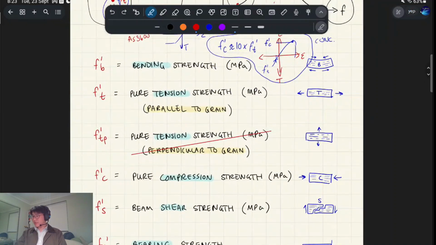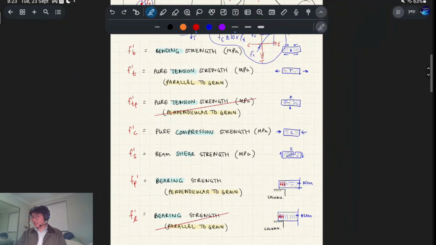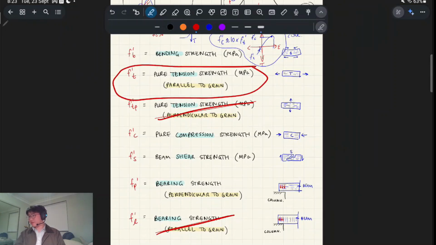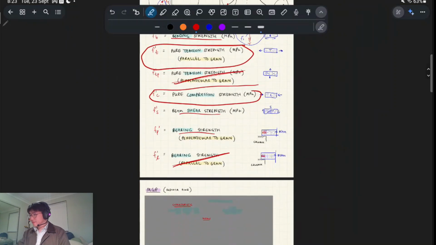Okay, so we have a bunch of definitions here. Don't pay too much mind to these, especially the ones that I've crossed out. These ones essentially never come up, but they're in the code anyway. The ones you should get familiar with, especially for this week, are the pure tension strength and the pure compression strength. The shear, bearing and bending strength we'll talk about next week, because I assume that's when they're going to talk about it.